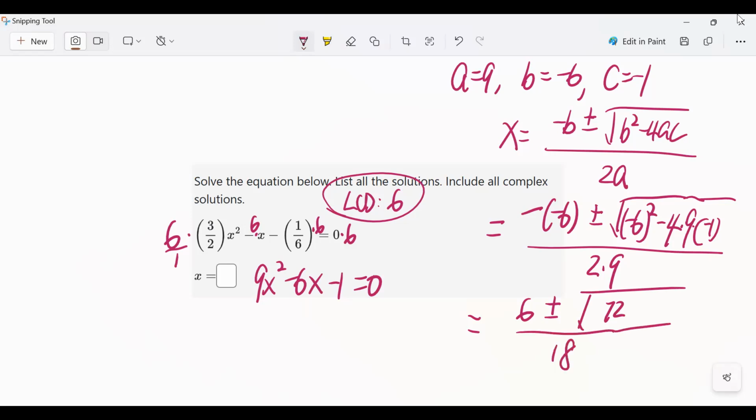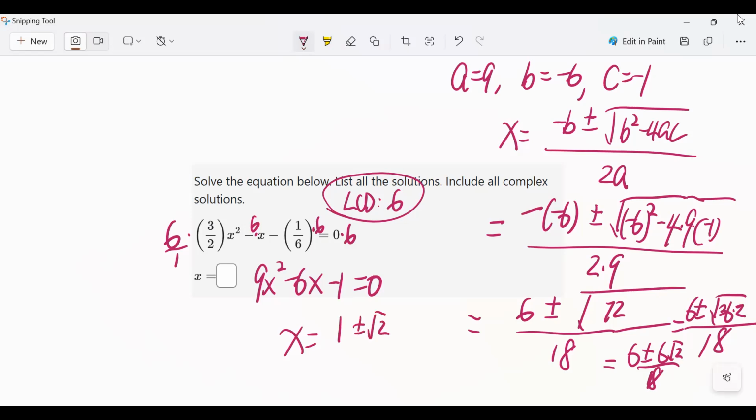And now 72 is 36 times 2. So this will be 6 plus or minus radical 36 times 2, which is 6 radical 2, over 18. So once we simplify, 6 plus or minus 6 radical 2 over 18, when you simplify, we end up with x equal to 1 plus or minus radical 2 over 3. So x1 is 1 plus radical 2 over 3. x2 is 1 minus radical 2 over 3.